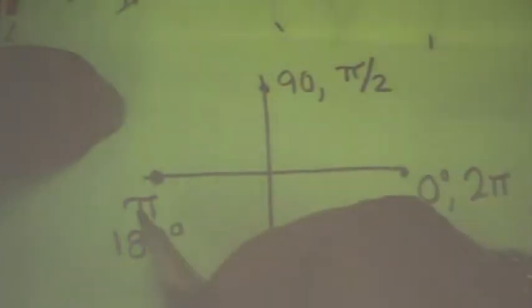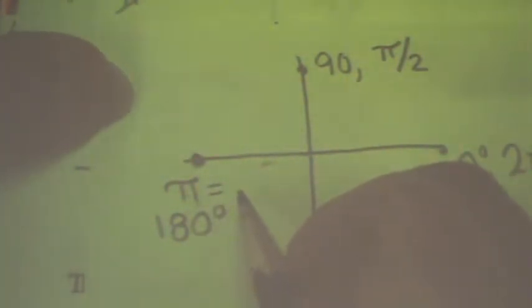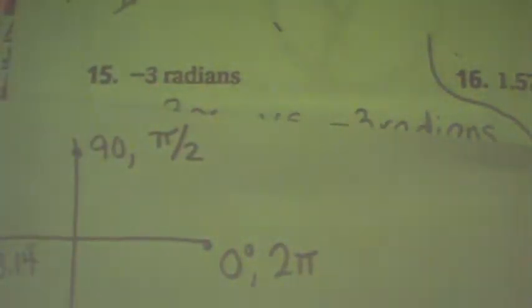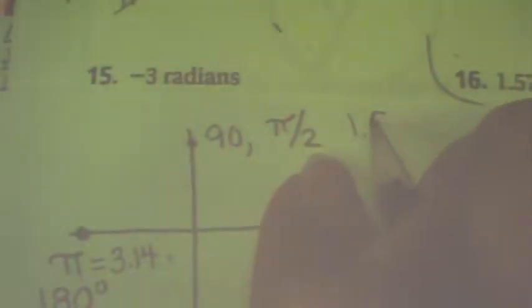Now, if pi radians is equal to 180 degrees, can anyone think of another way you can write this answer in radians? What's another name for pi? 3.14. So you could write pi is also 3.14 radians. How would you change this answer into radians? You would take 3.14 and divide it by 2, because 3.14 is pi, and you get 1.57. So you could also call this 1.57 radians.